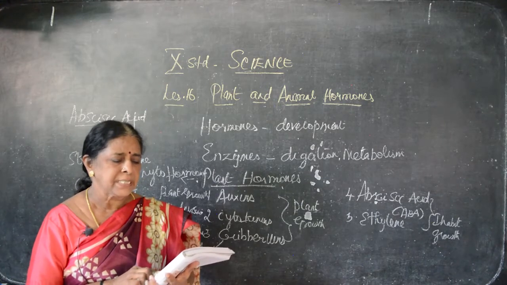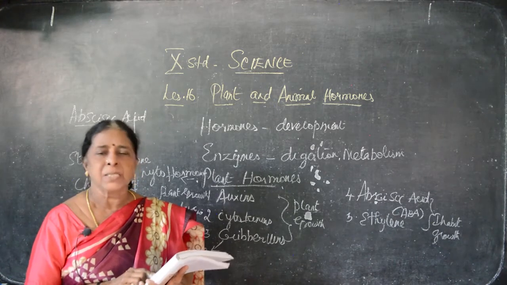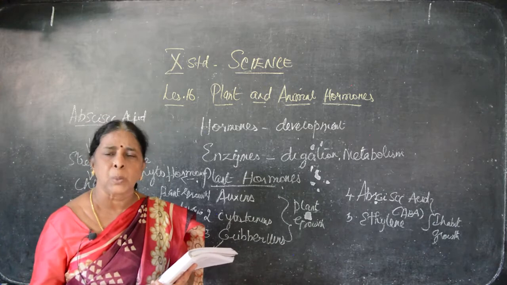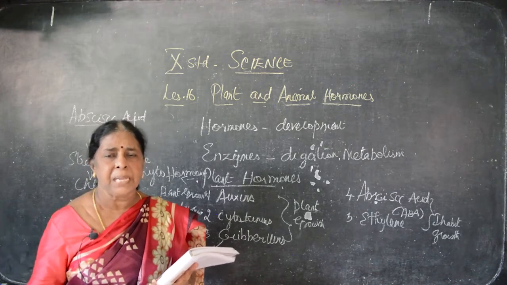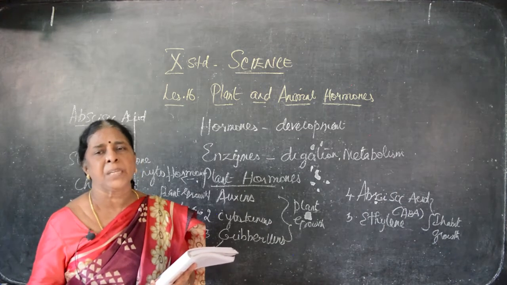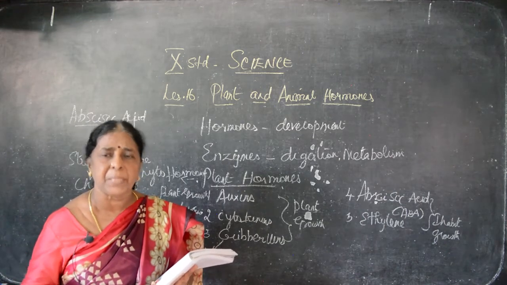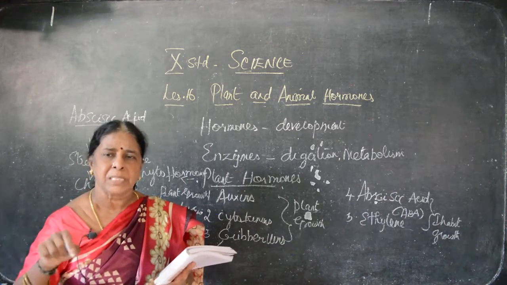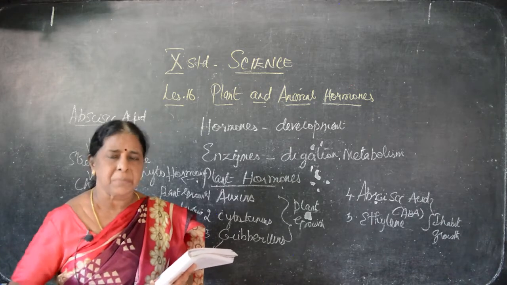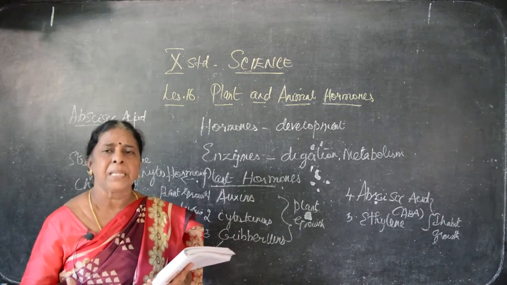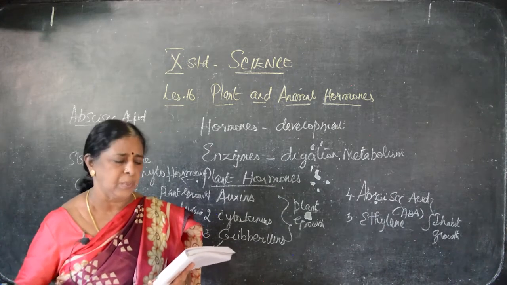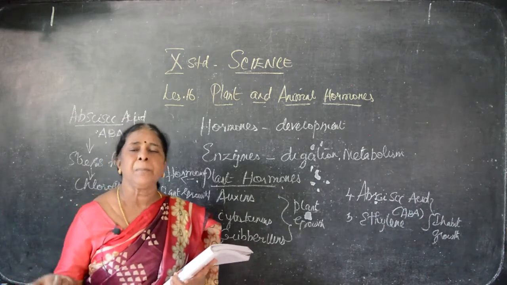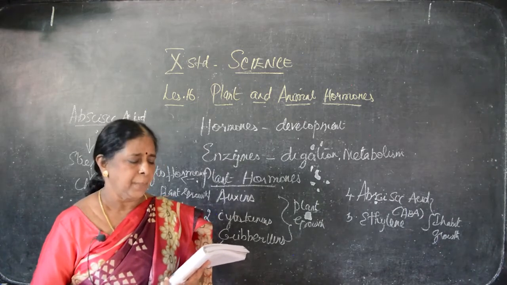It promotes senescence of the leaves by causing loss of chlorophyll. To avoid the loss of chlorophyll: when we become aged, our black hair becomes white. Like that, when plants become aged, the leaves become what? Colorless. So by using abscisic acid, we can make the plants withstand. They do not lose the chlorophyll. They can keep the chlorophyll as it is. Chlorophyll is a very important part for producing food.